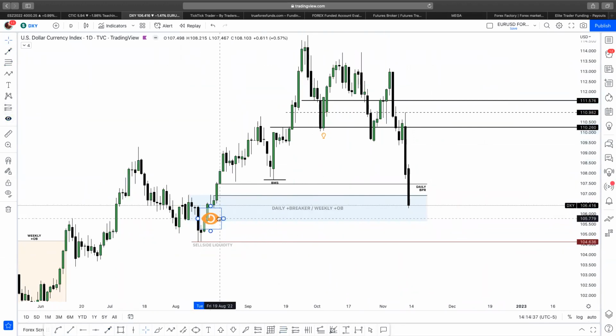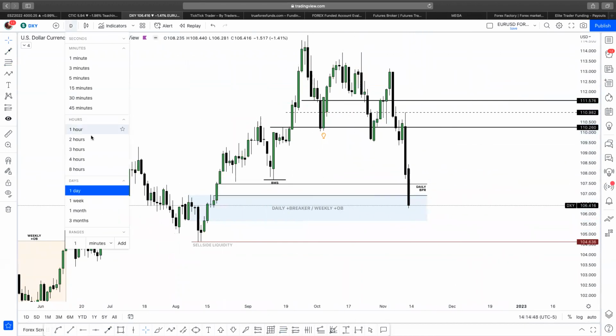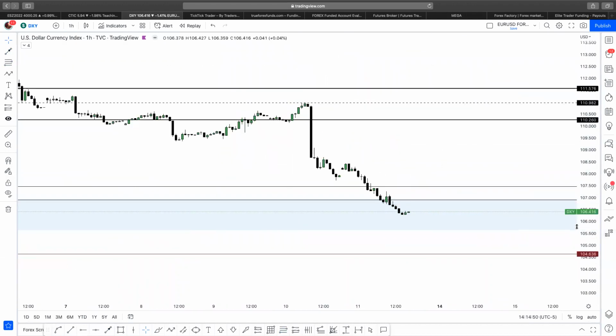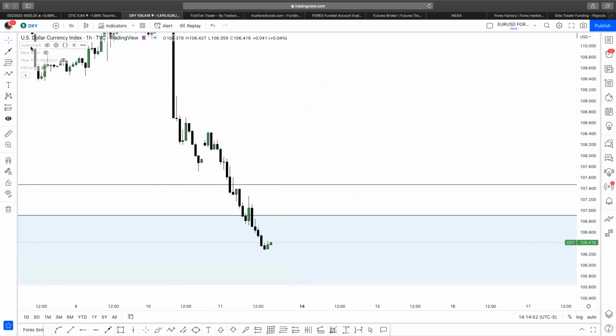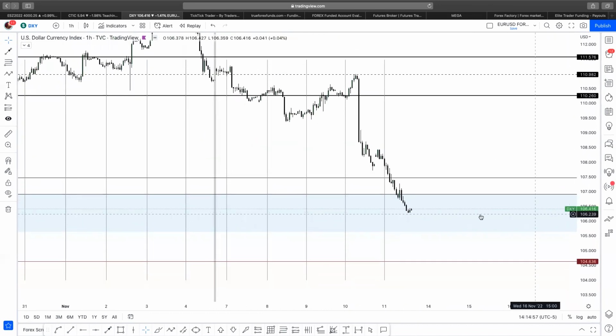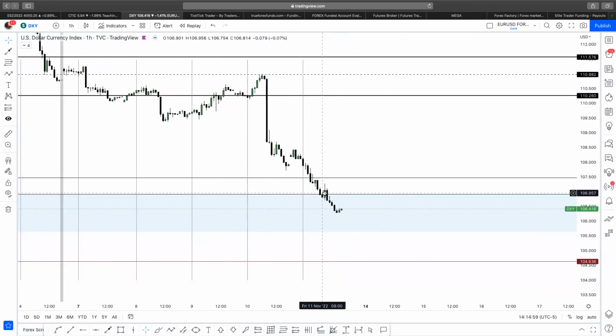We have this fair value gap inside of the order block breaker, all that. So it's a BPR. The way they traded through it, if you go to a lower time frame and look at last week's price action, this is the only up candle within it. So in my opinion, they won't even break this higher. They'll come up to here and short.